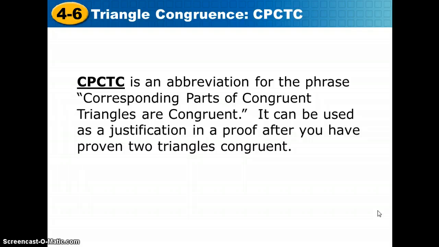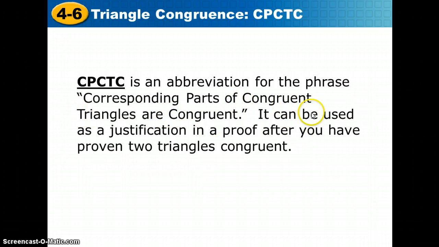Alright, let's talk about what CPCTC stands for. It's an abbreviation of this phrase: corresponding parts of congruent triangles are congruent. And that's what you should write down. Corresponding parts of congruent triangles are congruent. CPCTC.